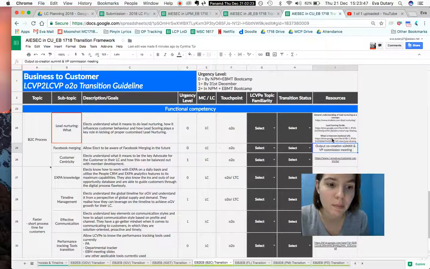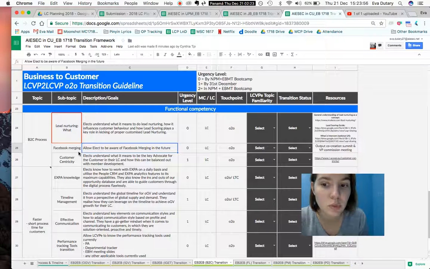So once this output is there, you just add it here and you make sure that your VP actually sees the articles and also understands why different entities are doing Facebook merging.